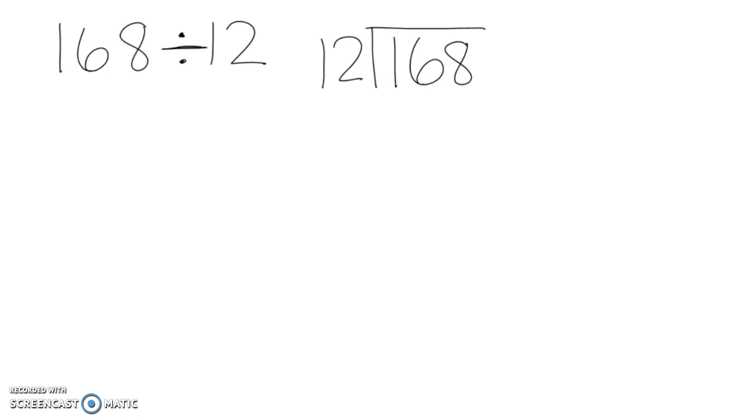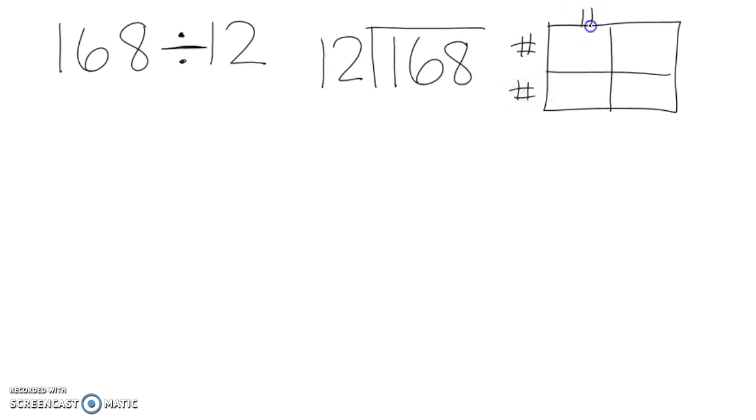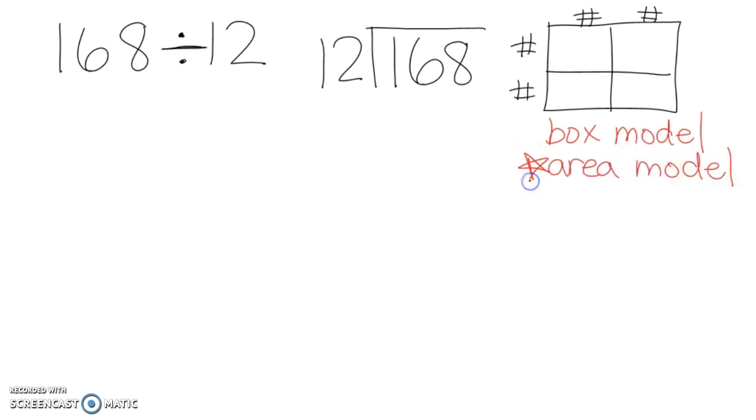You might remember the box model from 4th grade. It looked something like this, and you might multiply two numbers on each side. Well, that's the same thing that we're doing in 5th grade. But I want to make sure you understand that the box model is another way of saying the area model. And understanding that vocabulary will be very important.